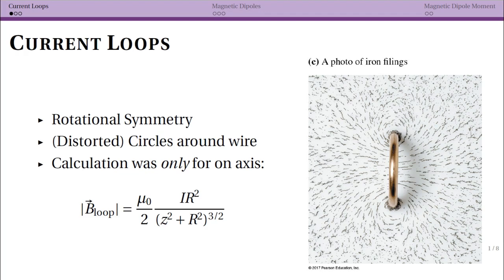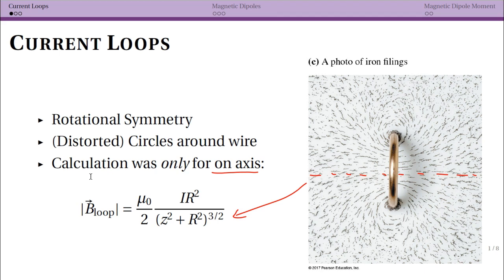We're going to start by thinking a little bit about loops of current. Now, loops of current were one of the shapes that we used integration and Biot-Savart to actually calculate. However, when we did that calculation, it was only for on-axis, meaning this line through the center. And so we can use that equation if we want to get the magnetic field strength, and then we can use the right-hand rule to get the direction.